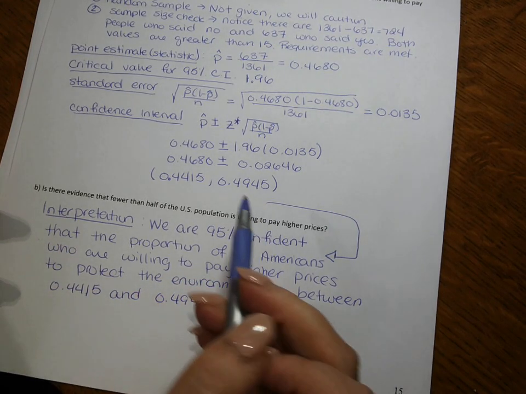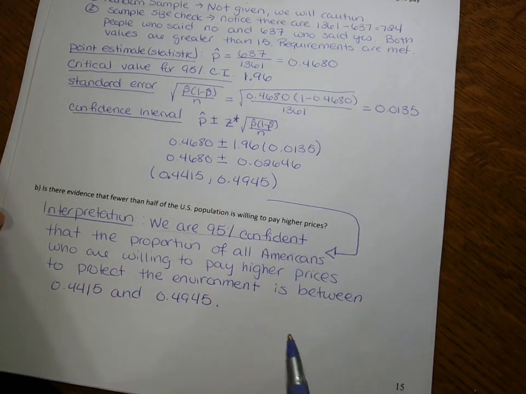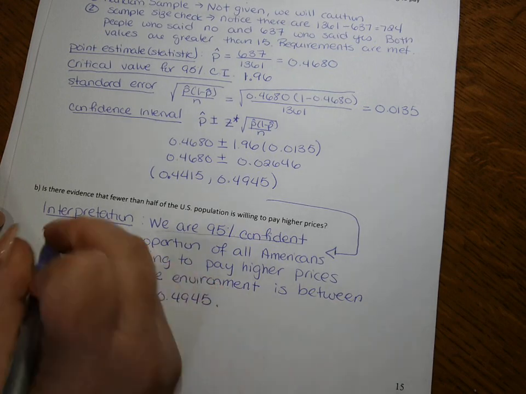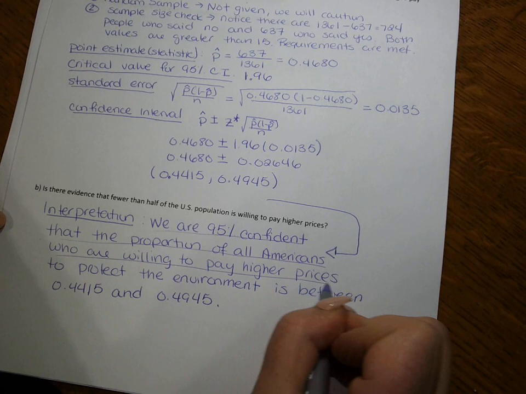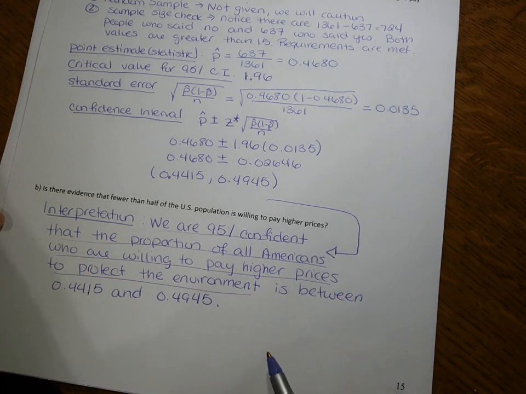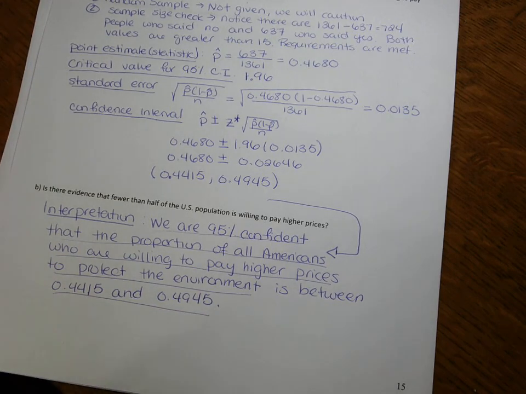So notice here, and sorry I skipped ahead a little bit, this piece right here, this is our level of confidence. This piece from here all the way to here is our parameter in context. And then the last piece we always need is to give our actual interval, which is the last piece right there.